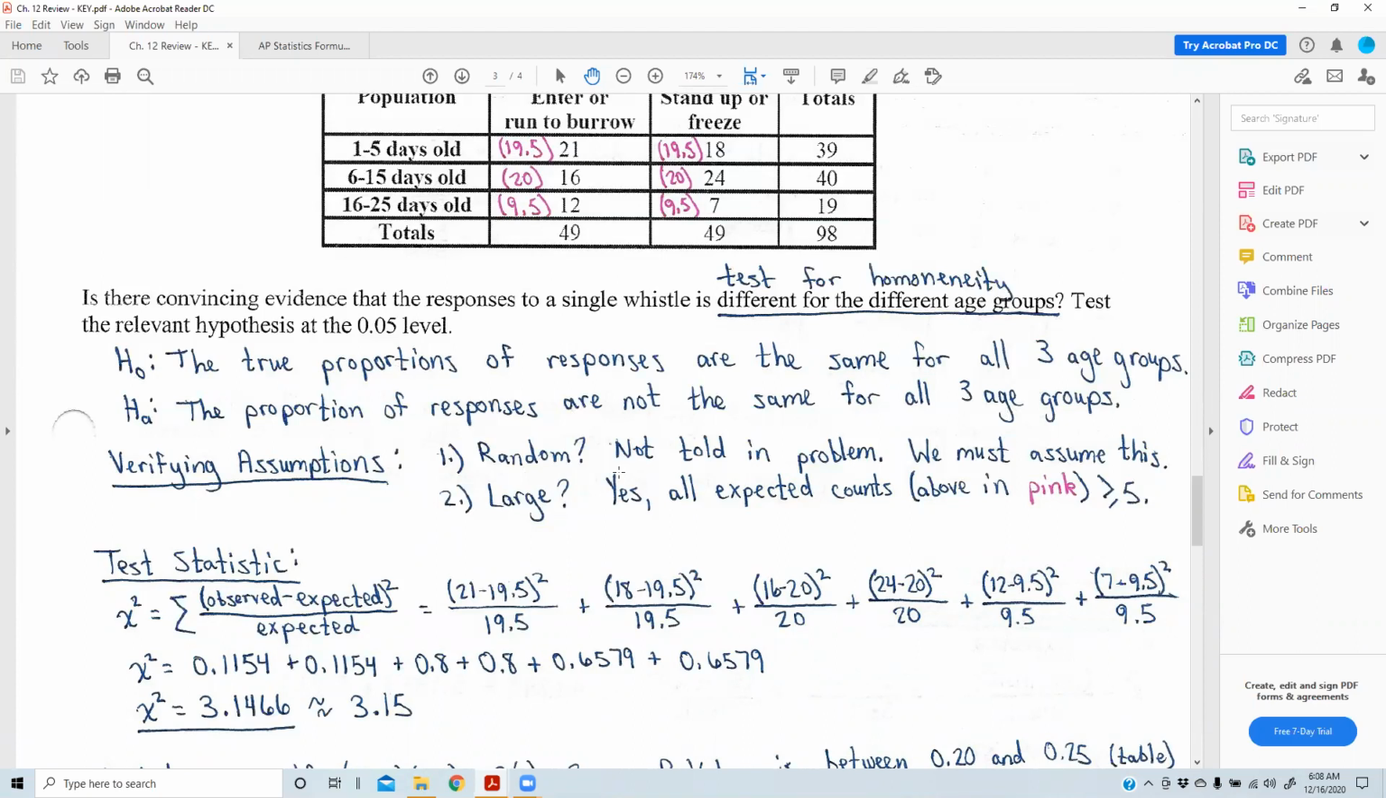So is this a random sample? We're not told in the problem, so we must assume this. In order to do the test, we must assume this. Is it a large sample? Well, again, I put my expected counts up here in pink. So they're all greater than 5. That means we're good to go.